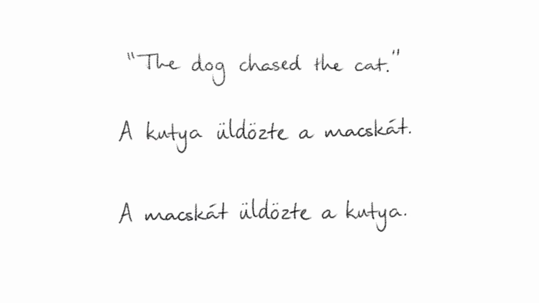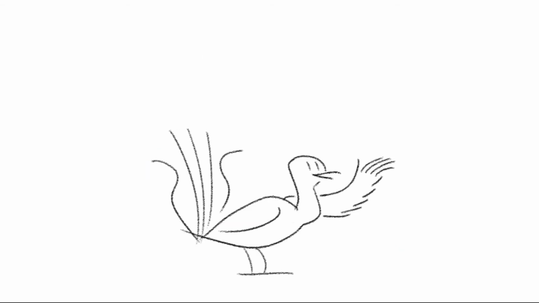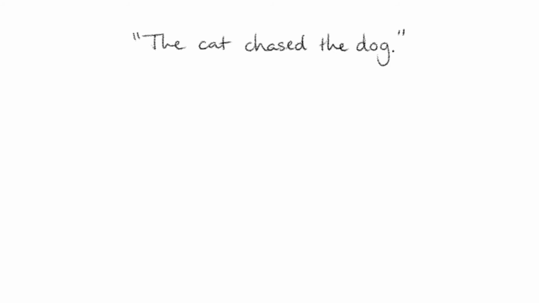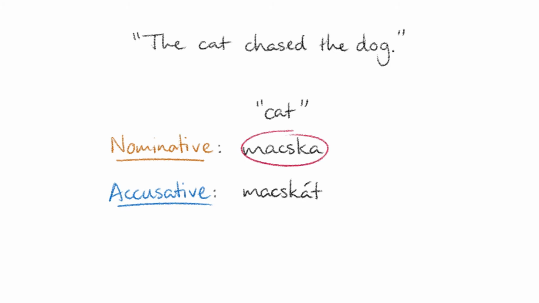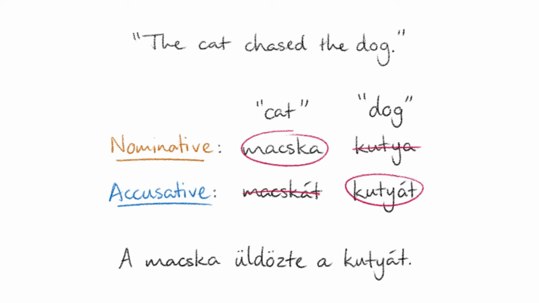For both these sentences, the word for dog is put in the nominative and the word for cat is in the accusative, so no matter what order you put the noun phrases in, the meaning of the sentence, semantically speaking, wouldn't change at all. In order to turn the sentence into "the cat chased the dog," cat would have to be in the nominative and dog the accusative, turning the sentence into a mochka ildezde ogutyat, or some variant of that.